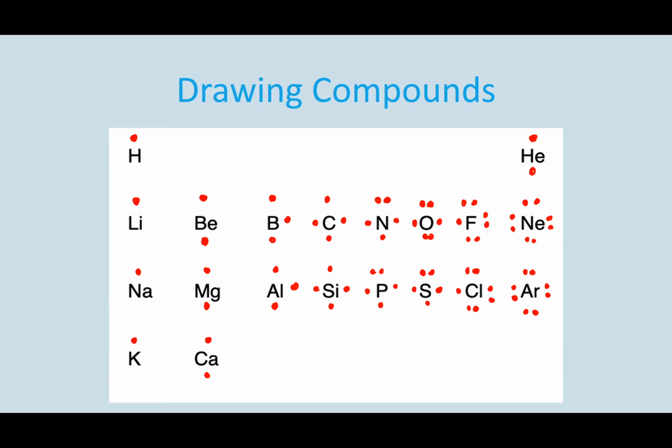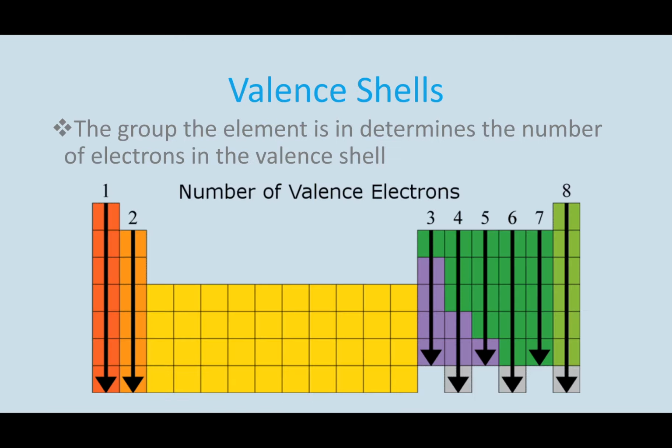But this is what our periodic table would look like for the first 20 if they were only Lewis dot diagrams. The pattern that you should see is that each group has the same number of electrons in its valence shell. I believe we touched on that when we looked at some of the chemical families, but again, this is just another representation of it. The group that the element is in determines the number of electrons in the valence shell.